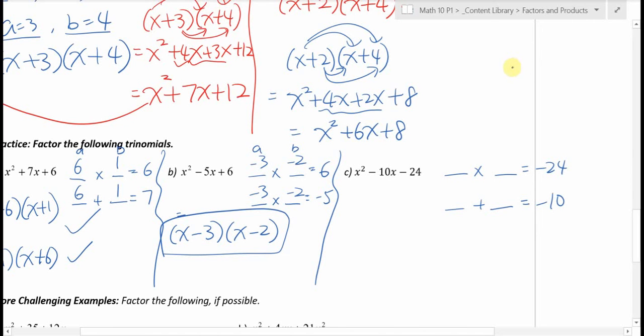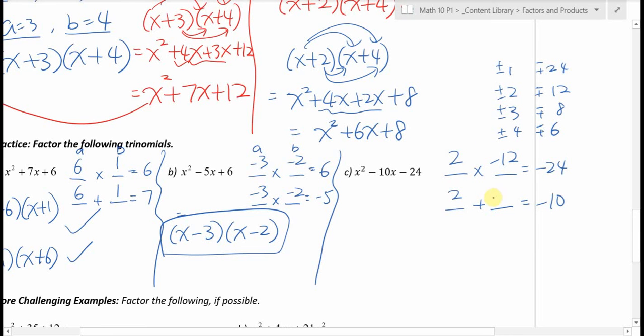So this time I'll do a bit more. So it's either +1 and -24, or -1 and +24, right? +1 times -24, or -1 times +24, or +2 and -12, that combination, 3 and 8, 4 and 6. I think that's everything, okay? Now you're looking for 2 numbers that add to -10. So hopefully you recognize the right combination is 2 and -12, okay?